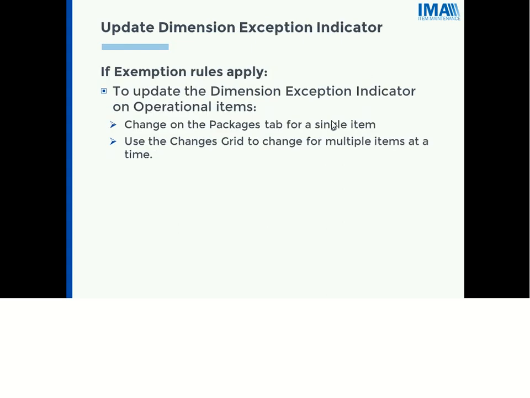We did talk about the exemption indicator on Monday. Remember, if you have something that is nested or compressed, or if you have the display, then you may need to apply the dimension exception indicator. So to update it on operational items, you would go to the Packages tab for a single item, or you can use the Changes grid to update for multiple items at a time. So again, you can do that for up to 50 items through the Changes grid.